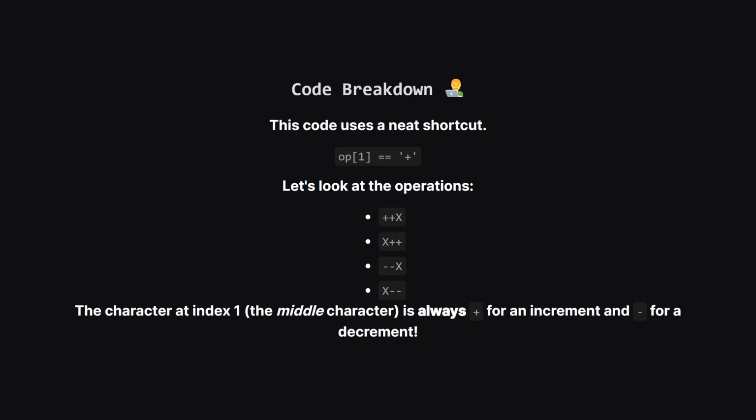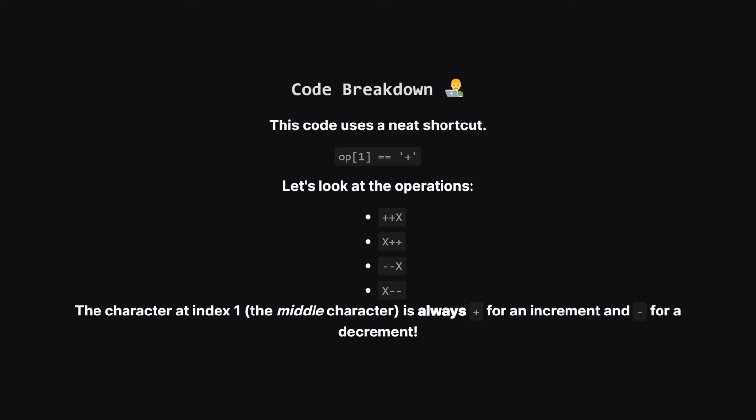Take a look at all 4 possible operation strings. For ++x and x++, what's the middle character? It's a plus sign. And for --x and x--, the middle character is always a minus sign. So we don't even need to check the whole string. We can just look at the character at index 1 to decide whether to add 1 or subtract 1.